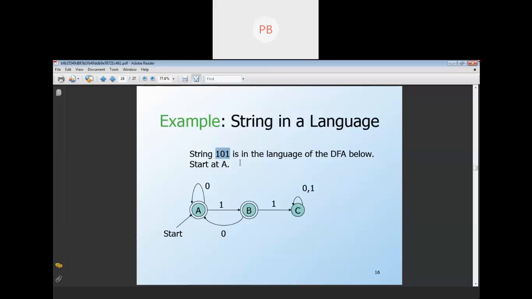Okay. That means it is a string, and this string is in a language.